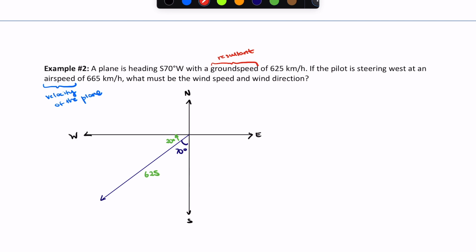And here, again, we see that the pilot is steering west at an airspeed of 665 kilometers per hour. Draw that as well here. So this would be 665. And then here, again, we're looking at the wind speed, or vector W here.